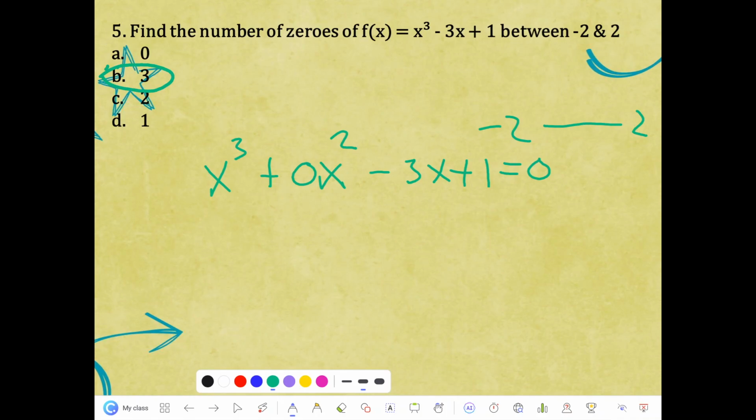Ganyan ang pag-solve, ganyan ang problem, pertanungan sa licensure examination for teachers sa math major.